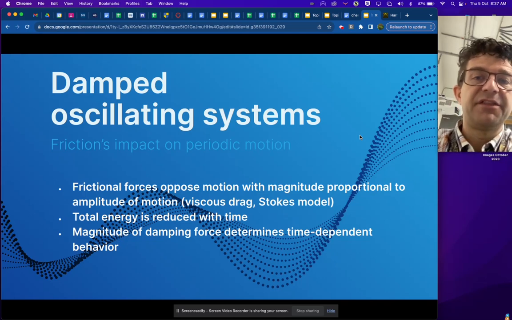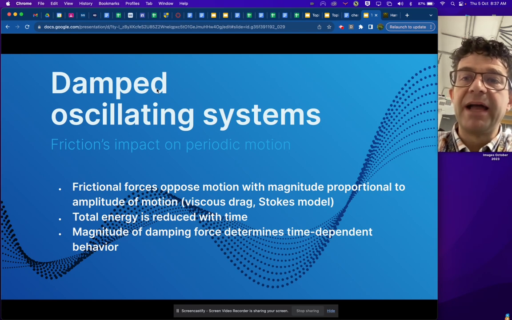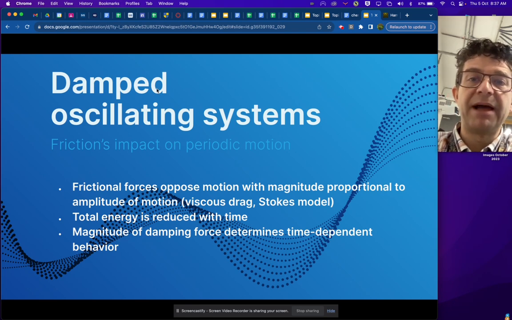What we're looking at with forced oscillations first is when we have damping. In most systems, we have some amount of damping when you have an oscillation, and that has an impact on what we see. It's no longer simple harmonic motion, but it remains periodic motion when there is damping included. We know that frictional forces will oppose the motion with a force that's generally proportional to the amplitude. Your viscous drag that we just learned about, that Stokes model, says that the amount of damping that you get from air resistance is proportional to the velocity.